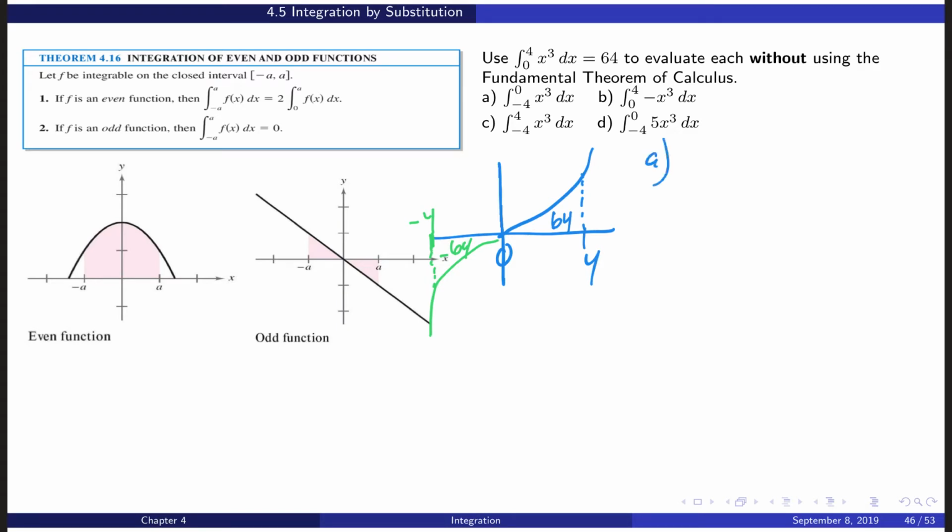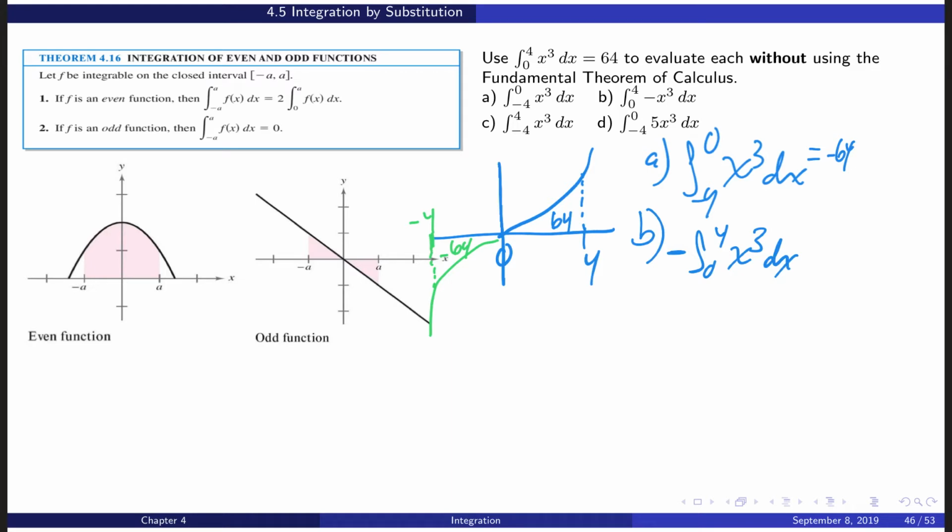For part A, if we're going to go from negative 4 to 0 for x cubed dx, inspecting this diagram over here just means that the odd property says if 0 to 4 is positive 64, then negative 4 to 0 is going to equal negative 64. For part B, antiderivative from 0 to 4 of negative x cubed dx, I'm going to bring the negative to the outside. And now we know that this part here matches what we were given as positive 64, so that answer is negative 64.